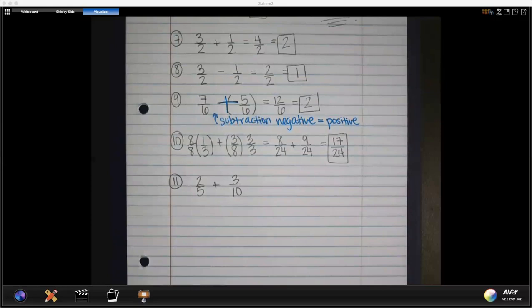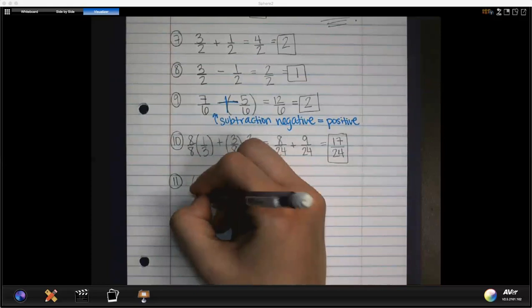Okay, in this problem, how would we create a common denominator? 8. Let's do 5 times 2, which equals 10. You don't have to do it to the other one.